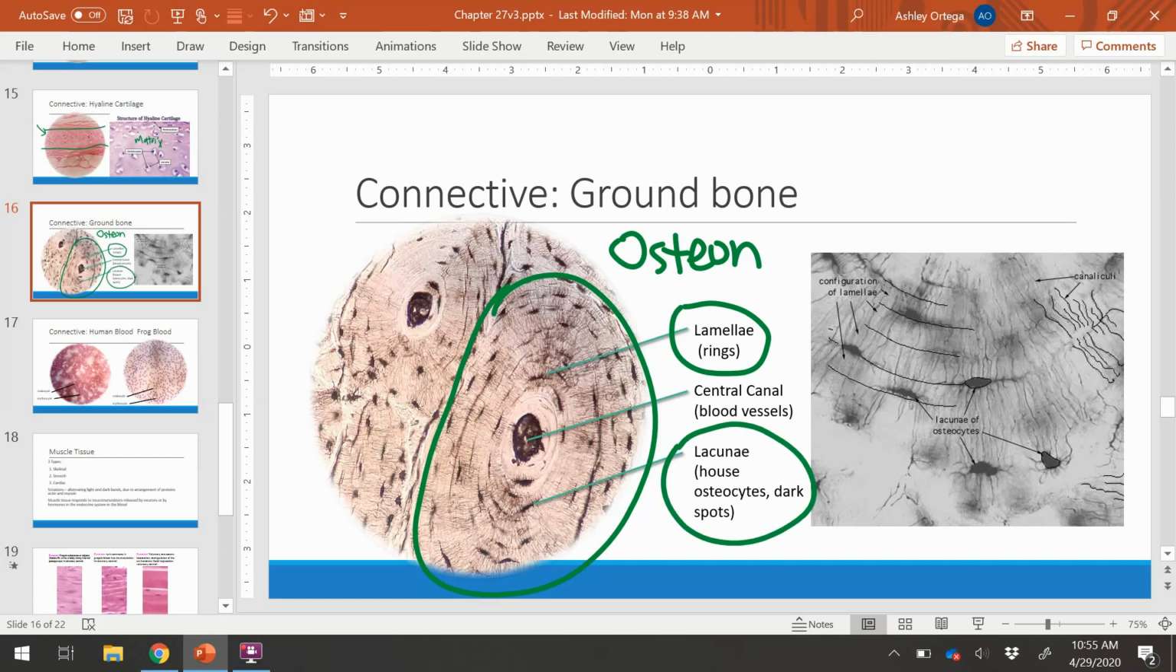Just like your hyaline cartilage, lacunae are going to be cavities that will host or house osteocytes. So these are ground bone cells, and they will be in these dark spot regions that you see here. And so this image is a little bit closer up. Hopefully you can identify it a little bit better and those features there.